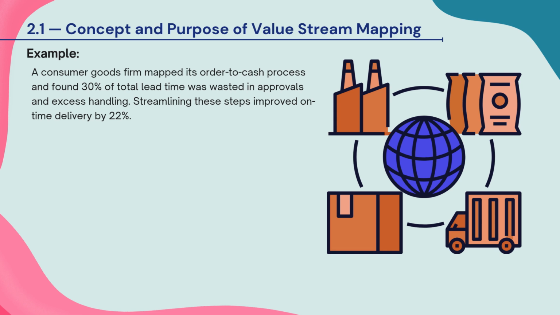This slide shows a practical example of value stream mapping in action. A consumer goods company mapped its order-to-cash process and discovered that 30% of the total lead time was wasted in approvals and unnecessary handling. By eliminating these non-value-added activities and streamlining the process, the company improved delivery time by 22%. This demonstrates how VSM helps identify inefficiencies and improve overall supply chain performance.